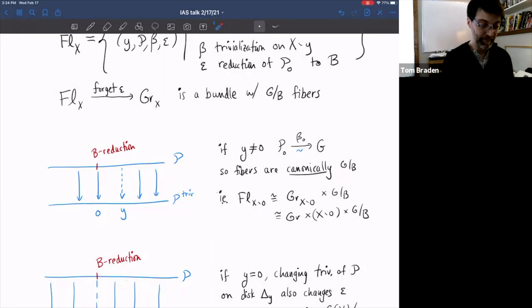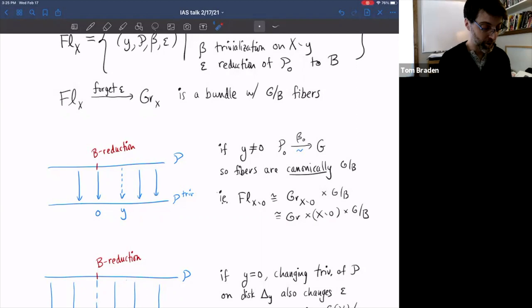And so this global flag variety away from zero is just the global Grassmannian times G mod B, and that's honestly on the nose. I don't even have to worry about this principal bundle or whatever. It really is actually a product with G mod B, and in this case, because I have this global coordinate T, it's Grassmannian times the punctured curve times G mod B.